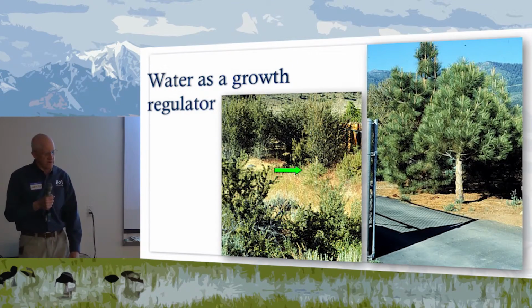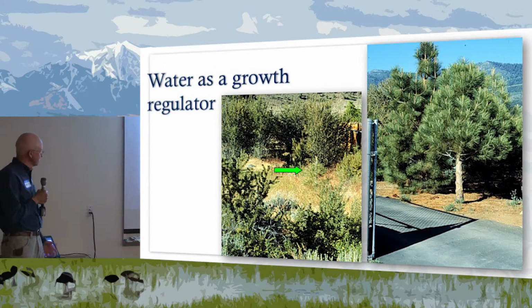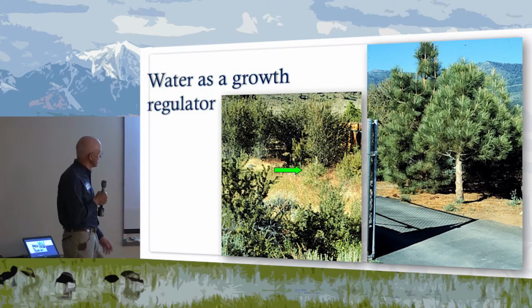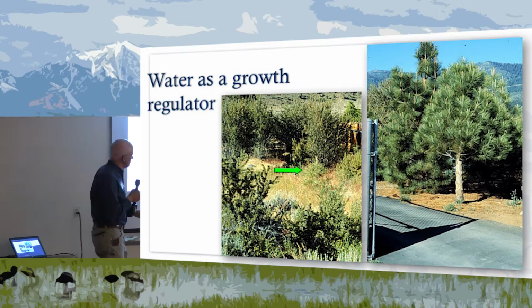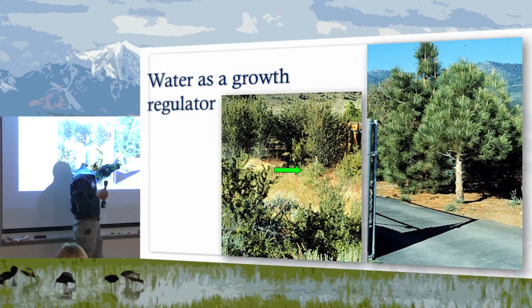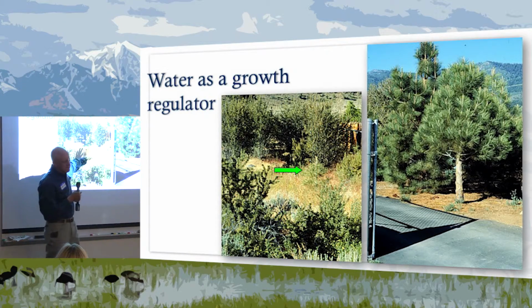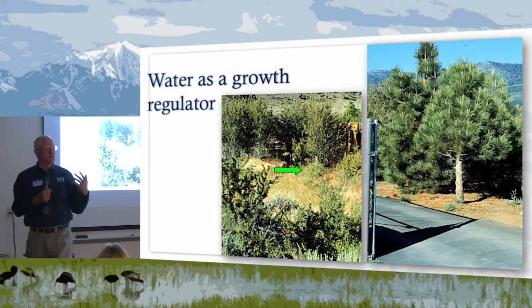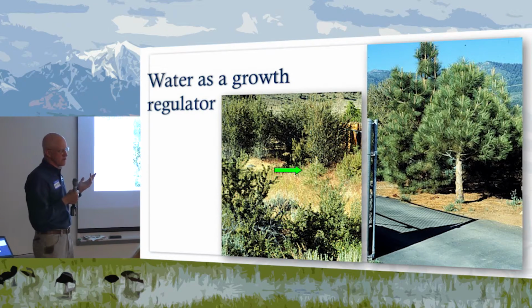Here's one that would be an ultimate goal if we could, and that's using water as a growth regulator. These two slides show two Jeffrey pines over in the Reno area, this one and this one. They're both planted at the same time. One is outside in the natural landscape getting natural rain. The other one was irrigated on the other side of the fence. They're both healthy, they're both surviving, they're both doing just fine.